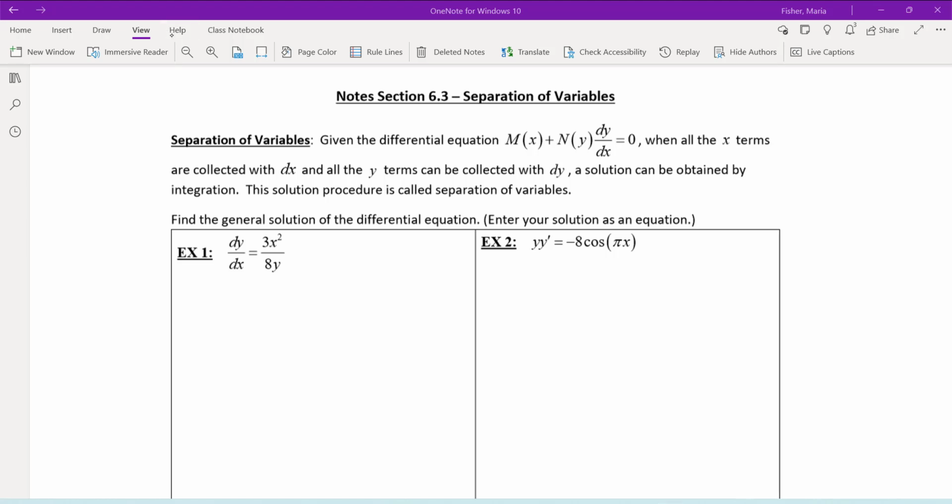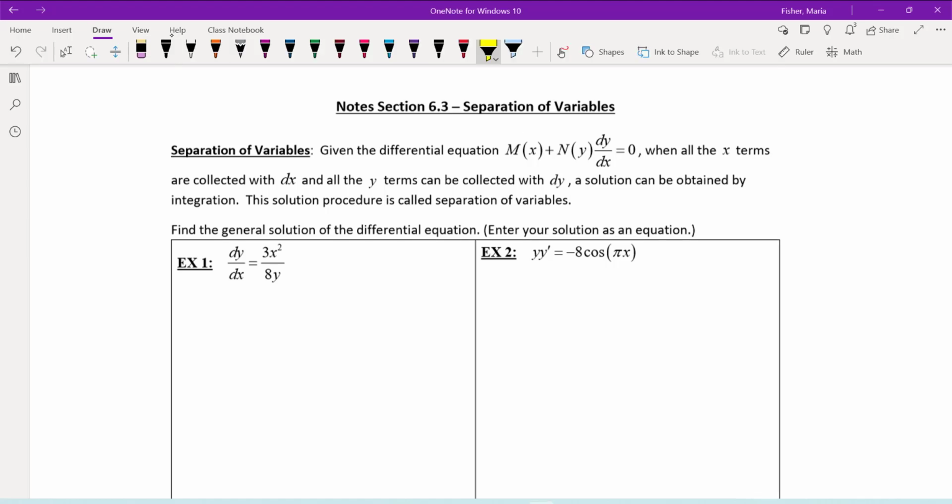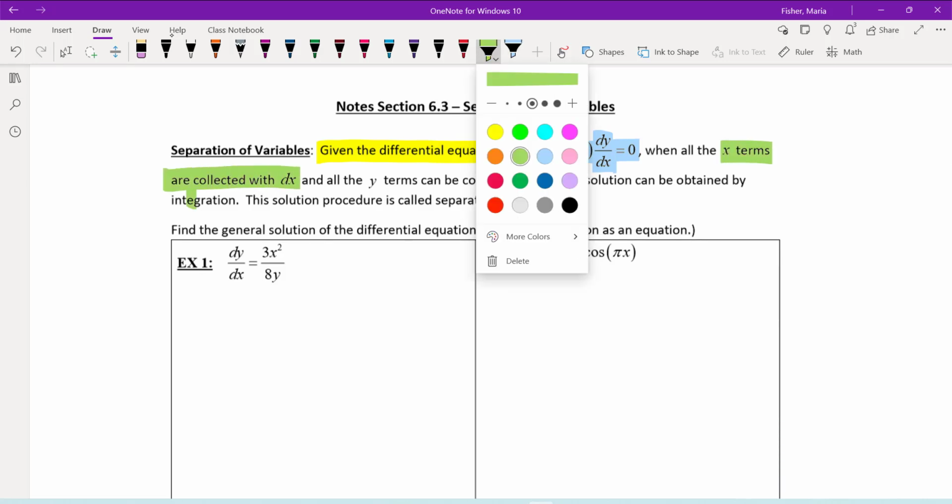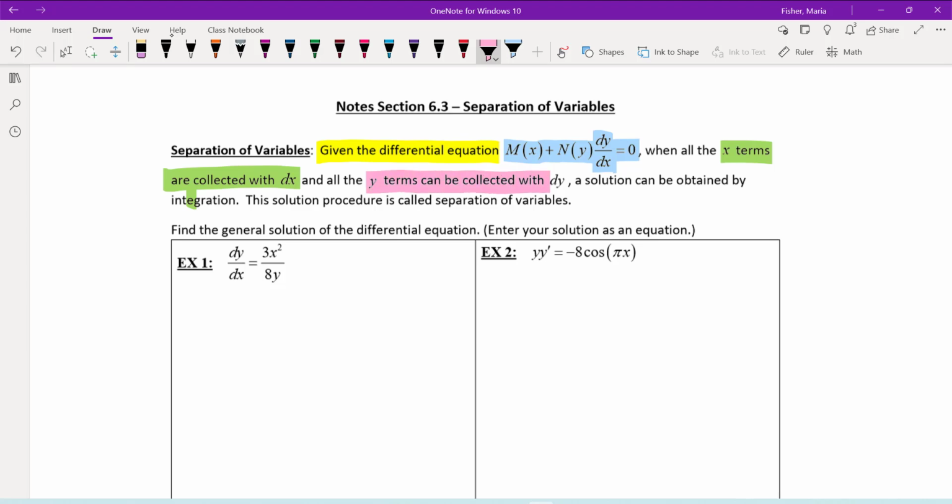Section 6.3 is separation of variables. We're going to continue to look at differential equations and solving differential equations by separation of variables. What we're told is that if we are given the differential equation m of x plus n of y times dy over dx is equal to 0, if we collect all the x terms on the same side with the dx, and we collect all the y terms on the same side with the dy, you can obtain the solution through integration. Again, that process is just called separation of variables.